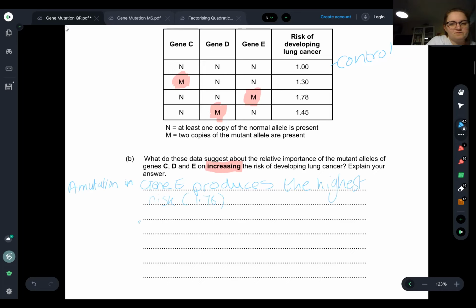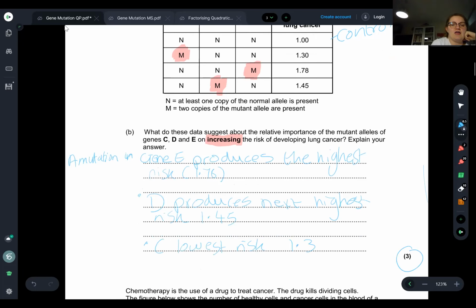Next mark, D produces the next highest risk. I would include the number again, which is 1.45. And then C has the lowest risk. Mutation C is the lowest risk at 1.3. That is all you need. 3 marks, and basically the 3 marks are just for putting them in order. You could literally summarize it in one sentence: mutation in gene E produces the highest, D is the next, followed by C. A sentence for 3 marks.